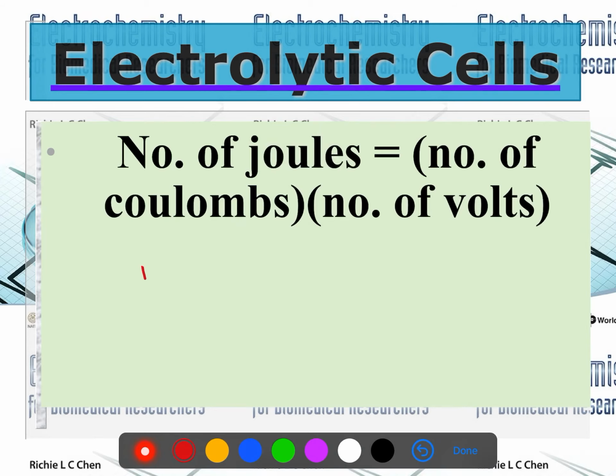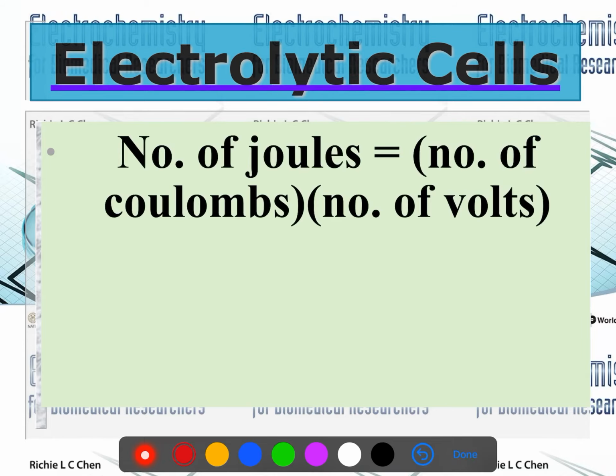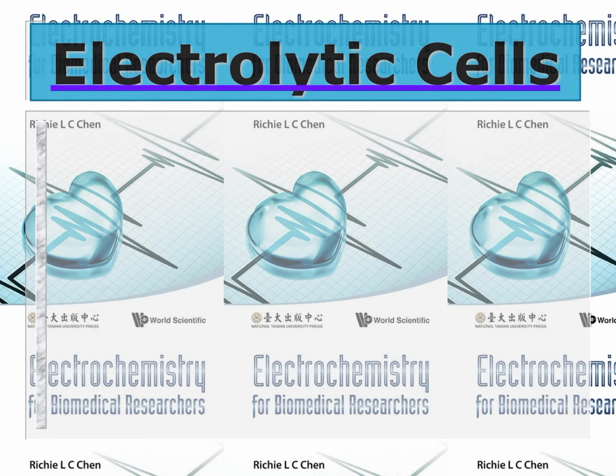Second thing that I like to ask is how much total energy is involved. So we had said that voltage is joules per coulomb. So we can solve this for joules, and energy is actually a coulomb volt.